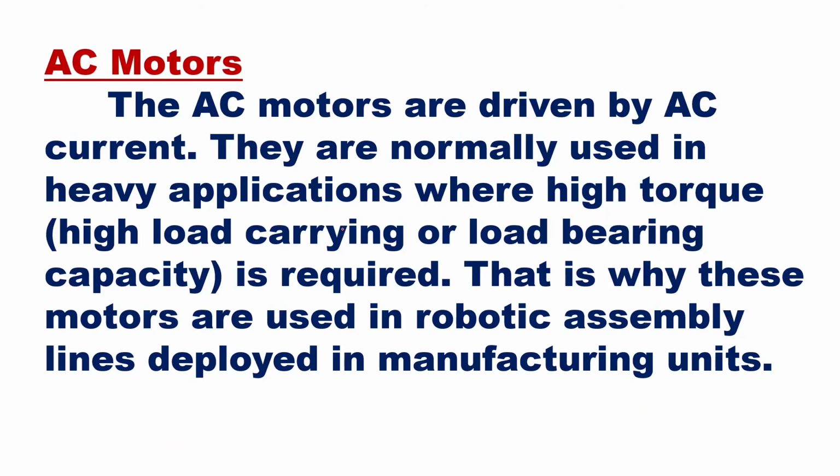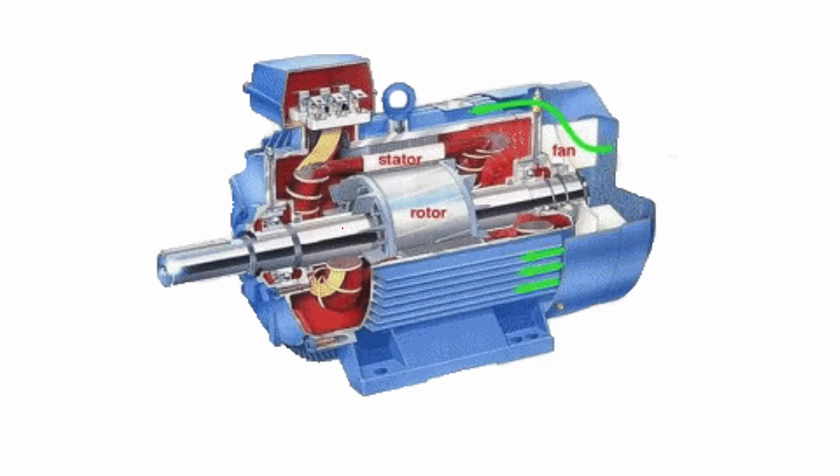Then we'll go on to AC motors. AC motors are driven by AC current. They are normally used in heavy applications where high torque and high load bearing capacity is required. That is why these motors are used in robotic assembly lines deployed in manufacturing units. Even this AC motor has something like an armature and field, which you can call the stator and rotor, so stator winding and rotor winding. The stator is stationary, it is a fixed winding. The rotor is something which is going to move, it is going to rotate.